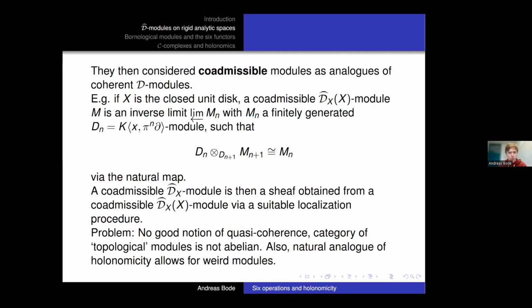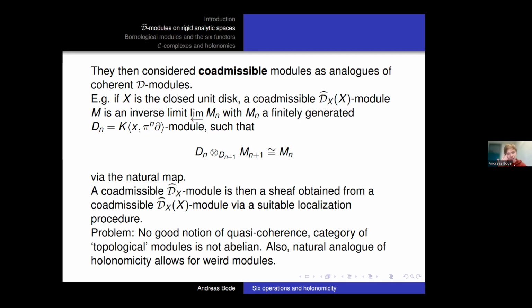The problem with this is that if I just have coherent stuff, I can't develop a framework of 6 functors, right? I need much more in terms of, for example, injective and projective resolutions. I need some derived category on which I define my 6 functors, and only then can I talk really about holonomicity. So I need to find a good categorical framework for this.